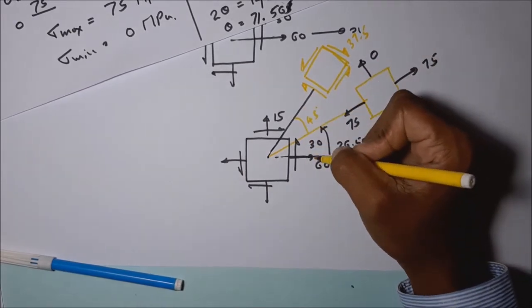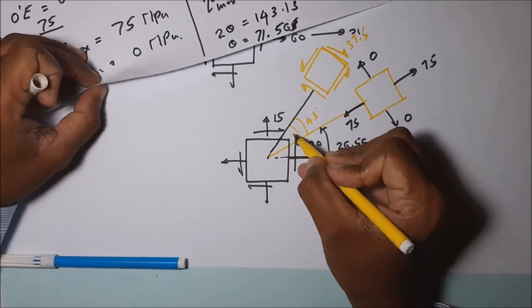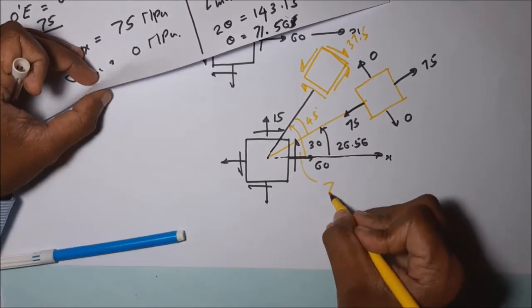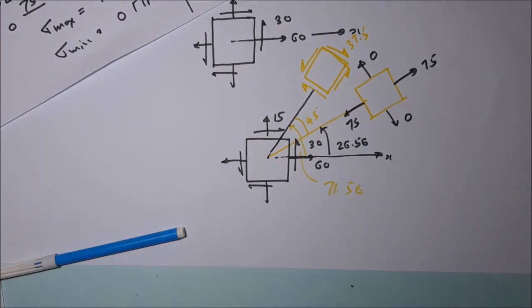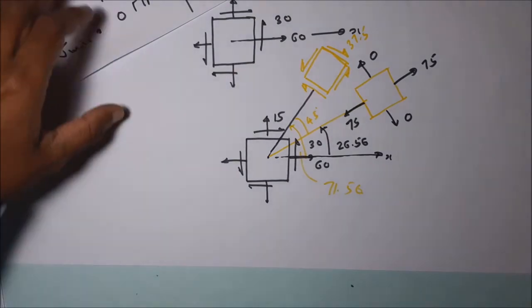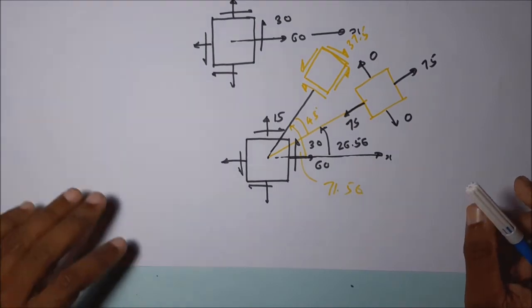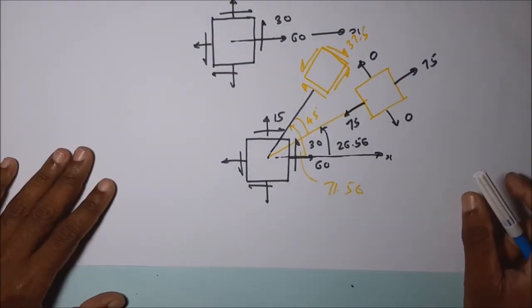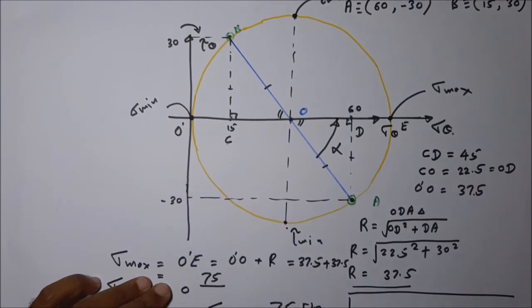This total angle is equal to 71.56. This is how we are finding it. You can see that we have not used any equation. You don't need to remember any equation. You can directly find the principal stresses and also the plane using the Mohr circle diagram. Okay.